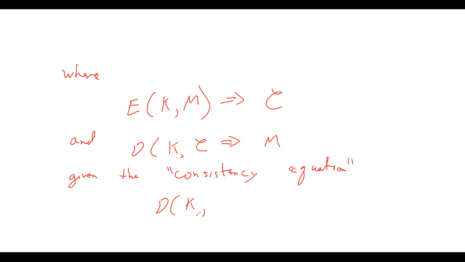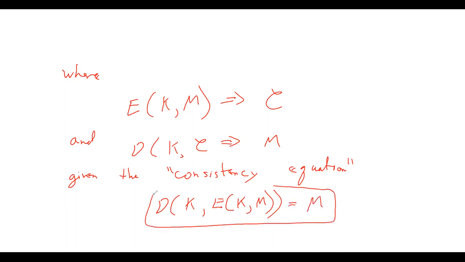The consistency equation is going to be D(K, and instead of C, we have C equal to E(K, M). So it's D(K, E(K, M)) equal to M. That's the consistency equation, because we take the original message with the key, we encrypt it, that gives us the cipher, and then the cipher with the key and the decryption algorithm gives us back the message. That's our definition of what we're doing.